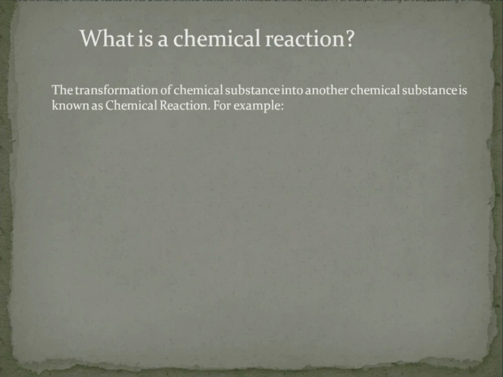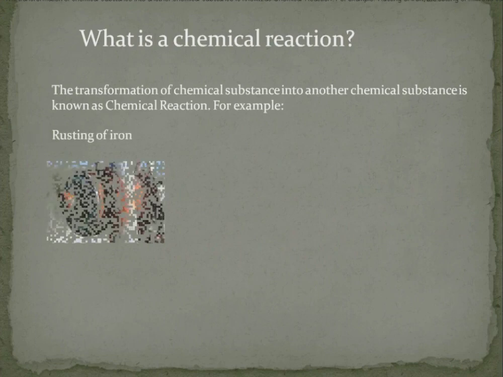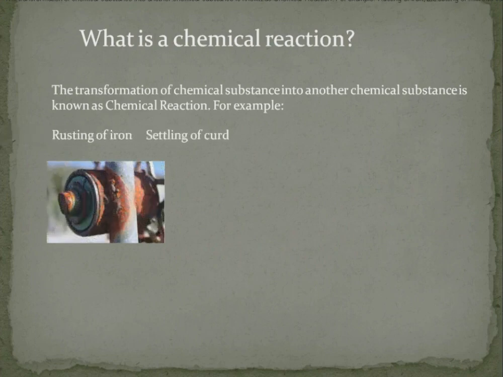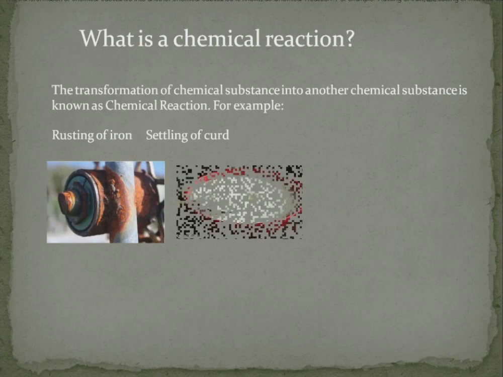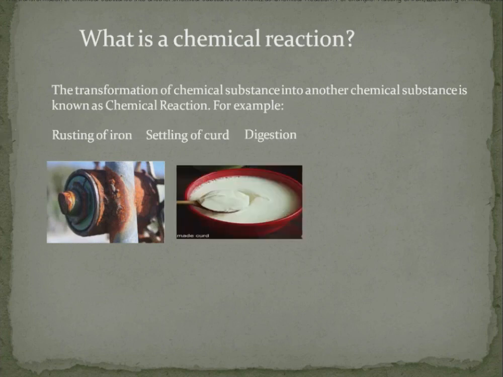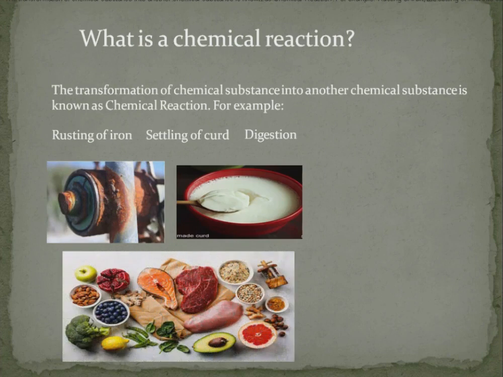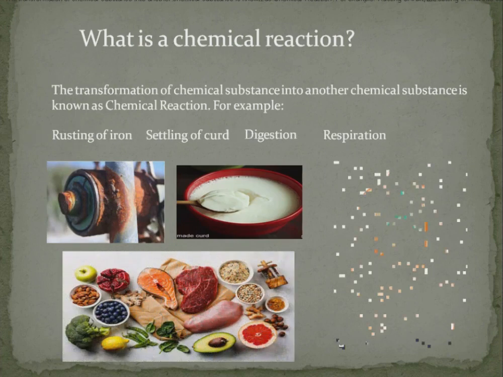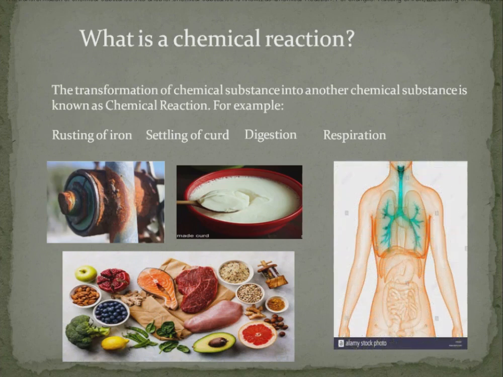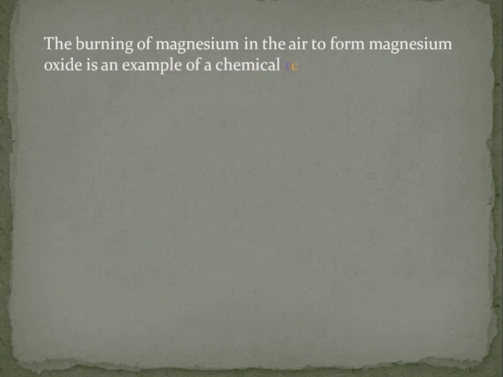For example, rusting of iron, settling of curd, digestion, respiration, and there are many other examples that you can see in your day-to-day life. The burning of magnesium in the air to form magnesium oxide is an example of a chemical reaction. So let us take this reaction.